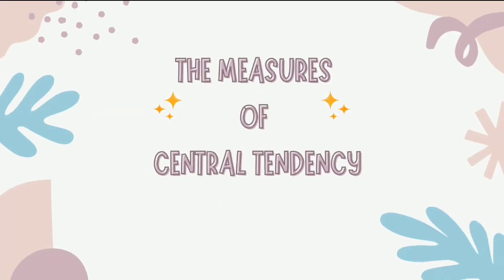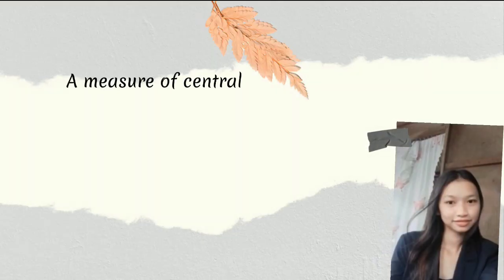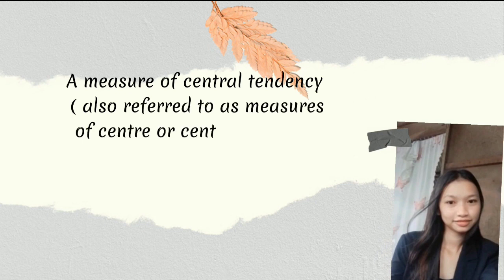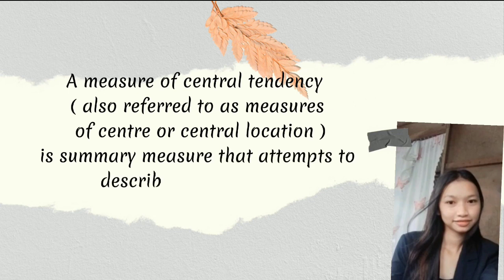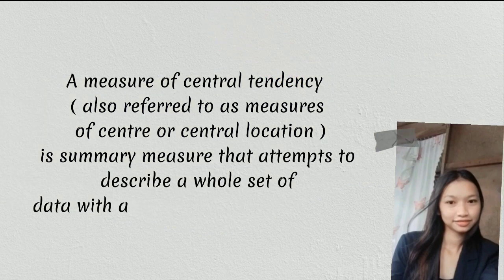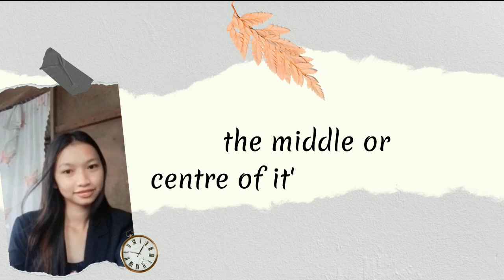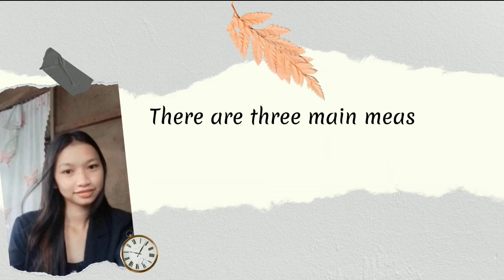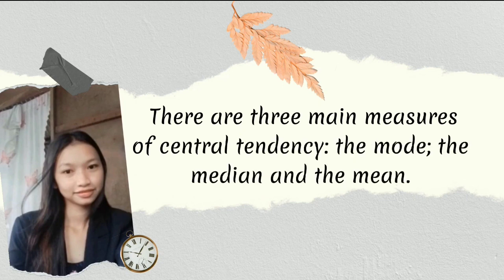The measures of central tendency. A measure of central tendency, also referred to as measures of center or central location, is a summary measure that attempts to describe a whole set of data with a single value that represents the middle or center of its distribution. There are three main measures of central tendency: the mode, the median, and the mean.